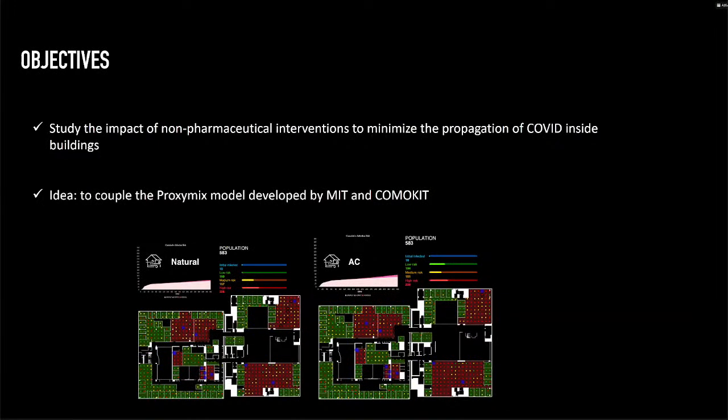So the objective of this work was to study the impact of non-pharmaceutical interventions in order to minimize the propagation of COVID inside buildings. The idea came because I worked with Chi and with Arno on a previous model concerning the risk of infection inside buildings. This is a Proxemics model. A part of the Proxemics model was presented yesterday, I think. The idea was to use this Proxemics model, the version concerning COVID, with Komukit.